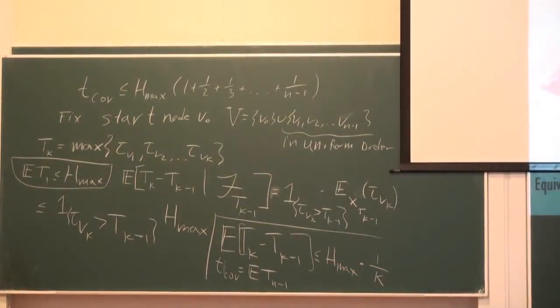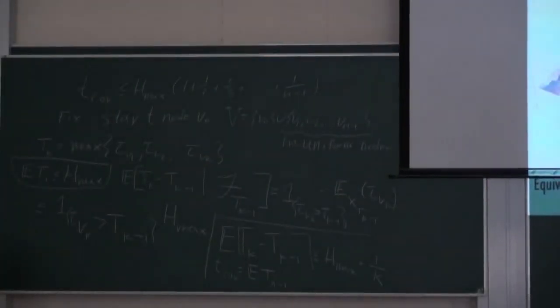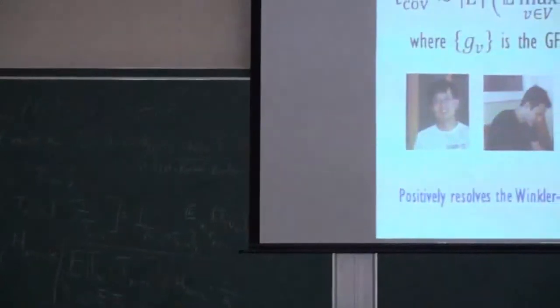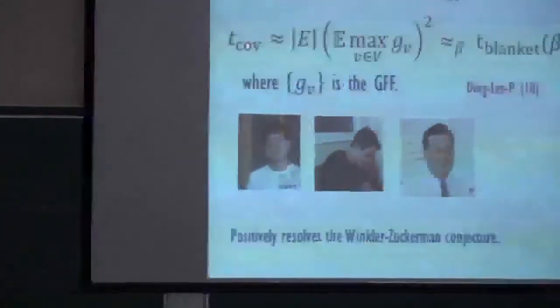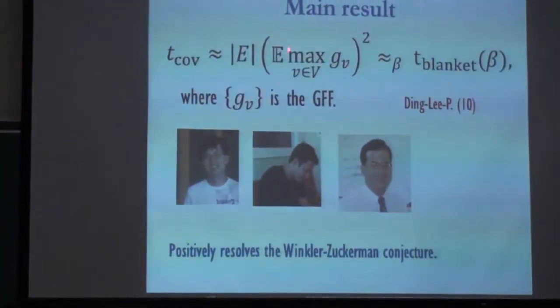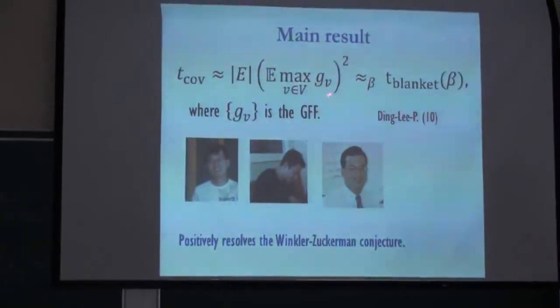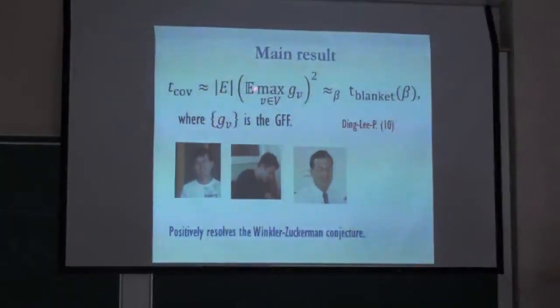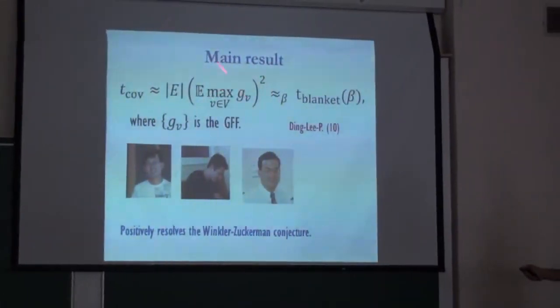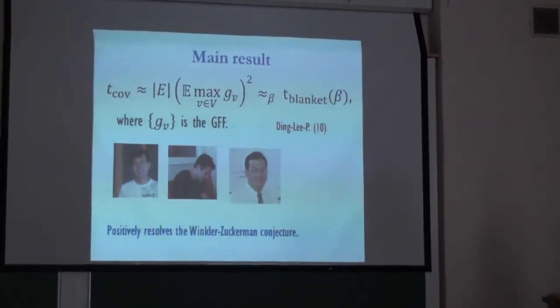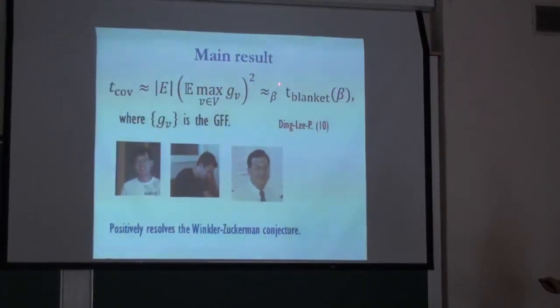All right, so I'm going back to the slides. Sorry. Okay. And then our main result is that the cover time is, up to universal constants, the number of edges in the graph times the expected maximum of the Gaussian free field squared. And this is also equivalent to the blanket time up to a constant which depends on beta. Okay, so in particular, this answers the Winkler-Zuckerman conjecture.